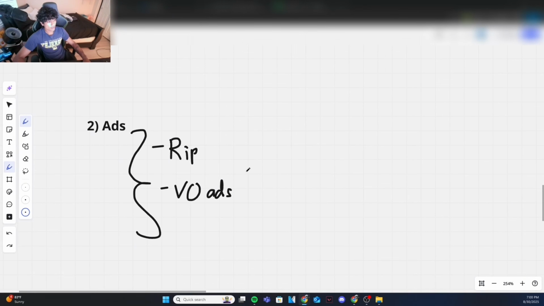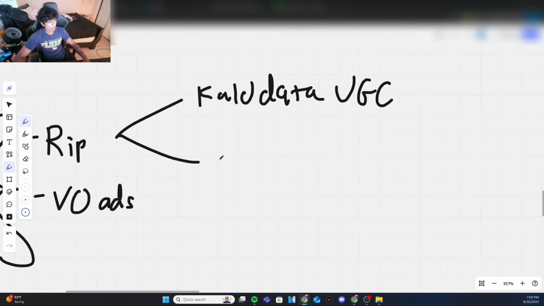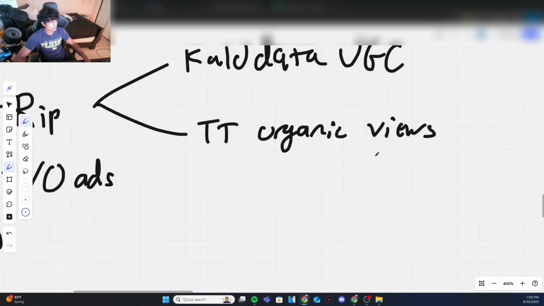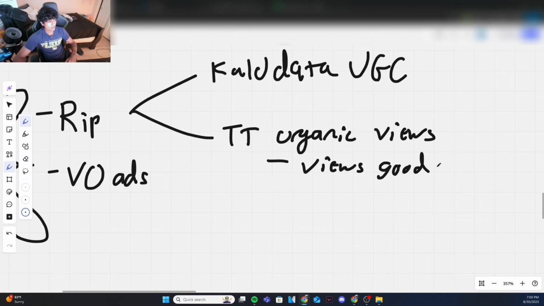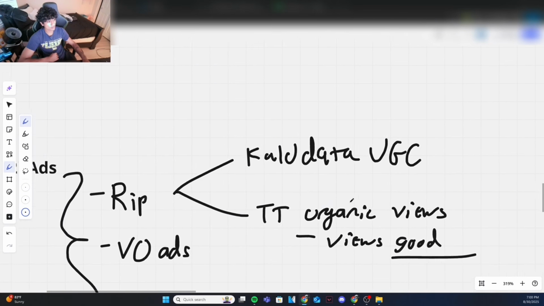Next, the ads, right? So obviously, the majority is also going to be ripped. So you can either do Calodata UGC, so you can go look up your product on Calodata and take the UGC, or you can just go on TikTok organic and look for ads with views. One caveat to this is you want to make sure the views are good engagement. If you guys don't understand what I mean, there's good and there's bad engagement. Bad engagement is there are views because, like I said earlier, it's a skit, it's funny, it's relatable, it's not actually about the product. They're liking it for other reasons that aren't the product. Good engagement is a bunch of likes, and the comments are like, where do I buy this? This is so cool. Where has this been all my life? That's good engagement. So you want to make sure it has good engagement. Those are the two ways you can really rip videos.